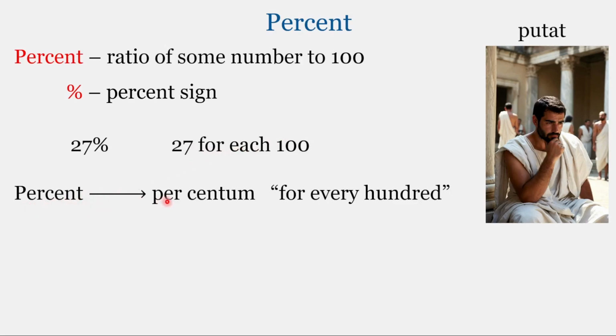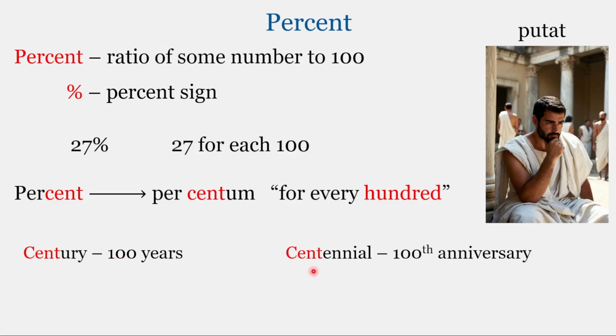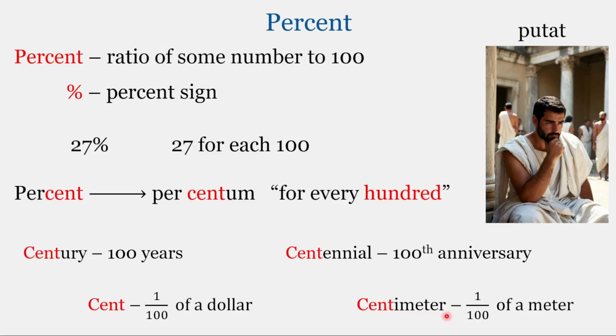Percent, well, from the Latin, this is percentum, which means for every 100 or for each 100. So here we have our Roman citizen, and he is thinking about all the other words that we use that are derived from centum, from 100. We have century, which is 100 years, and centennial, which is 100th anniversary. Cent, which is 1/100th of a dollar, and centimeter, which is 1/100th of a meter.